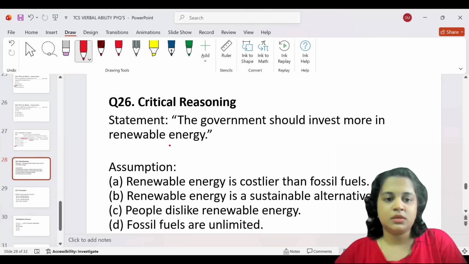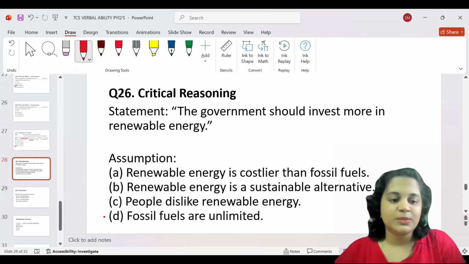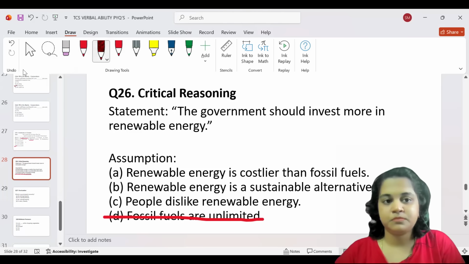Now, this is a statement and assumption question. The government should invest more in renewable energy. If the statement is this, what could be the assumption? Renewable energy is costlier than fossil fuels. Renewable energy is a sustainable alternative. People dislike renewable energy. And fossil fuels are unlimited. Fossil fuels are not unlimited. They are limited and the most valuable resources. So it's not option D. So it is costlier than fossil fuels.